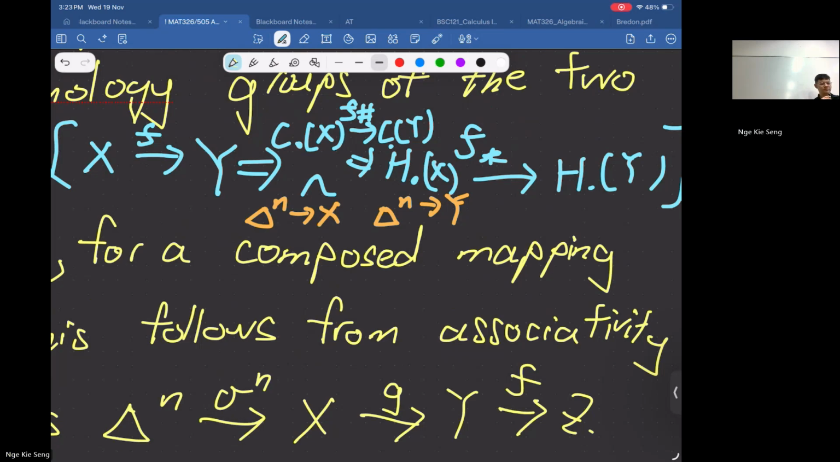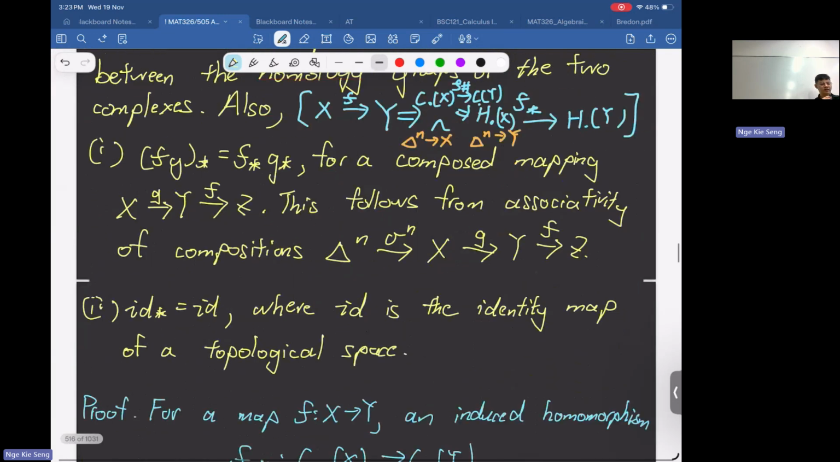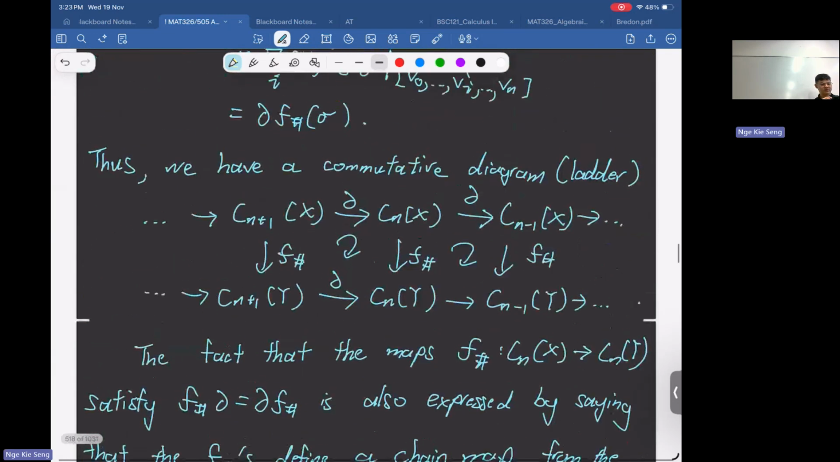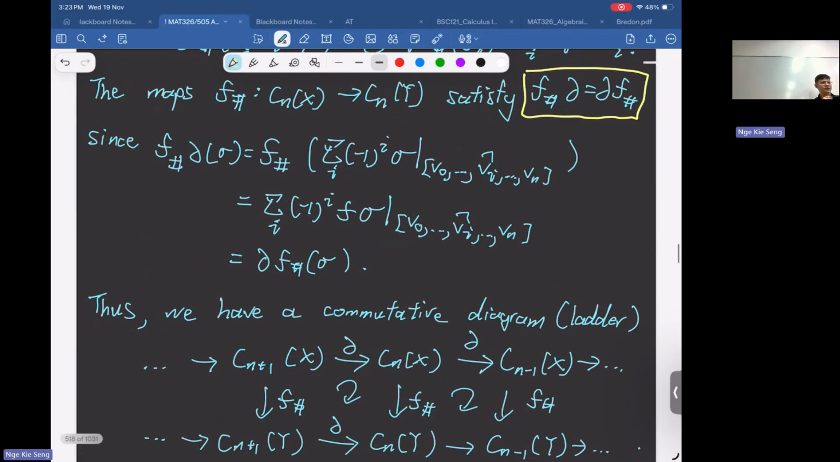Ladder? What ladder? I cannot imagine. Oh, you want to ask about whether this commutes or not? Yeah, this is what we're going to show. We want to show this commutes. Okay, so I told you how to build this F sharp, right? You just compose F with the singular simplex from X. Now I want to show that this commutes. Once this commutes, this will show the well-definedness on the homology.